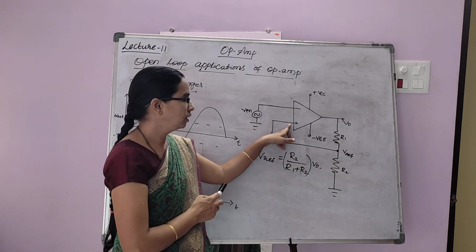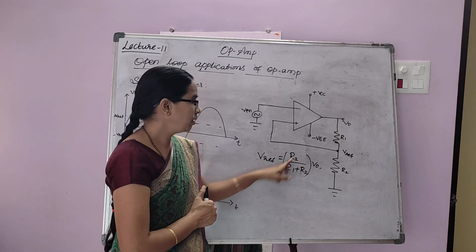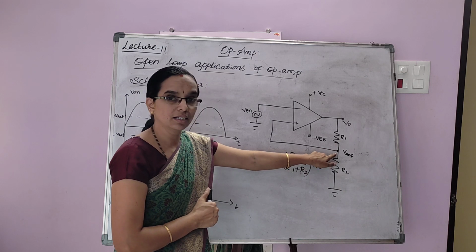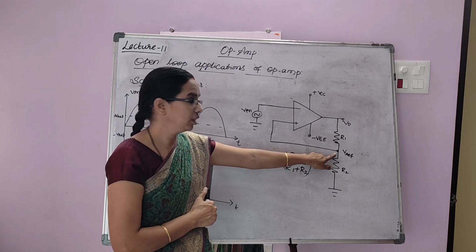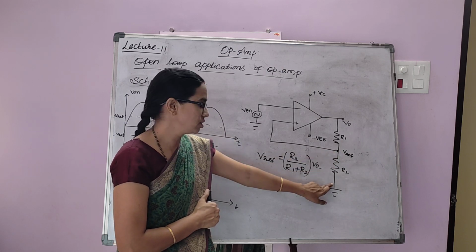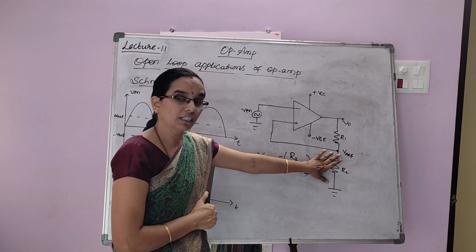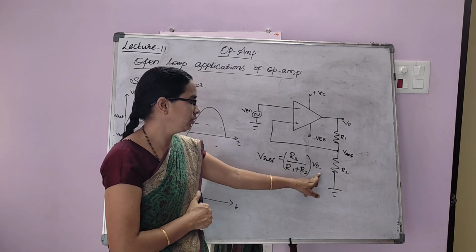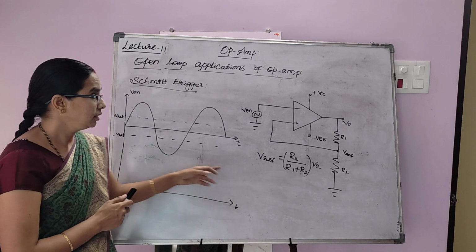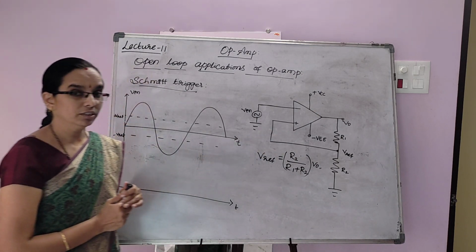What will be the voltage at the non-inverting terminal? That is the V reference, given by the voltage across R2. The potential difference between these 2 points is there, because this is a ground potential. The voltage at this point is the voltage across R2. So by the voltage divider rule, V0 into R2 divided by R1 plus R2 is given to the non-inverting terminal of the Schmitt trigger circuit.